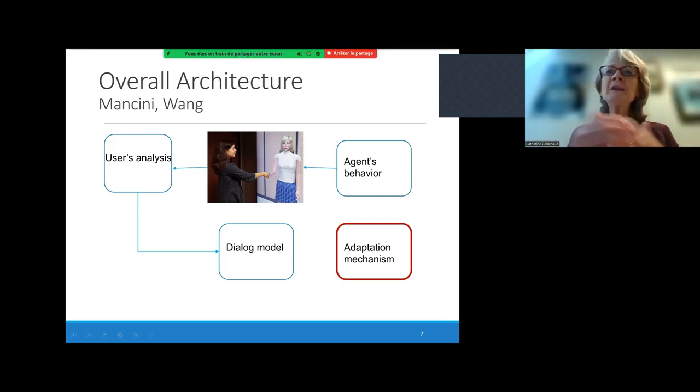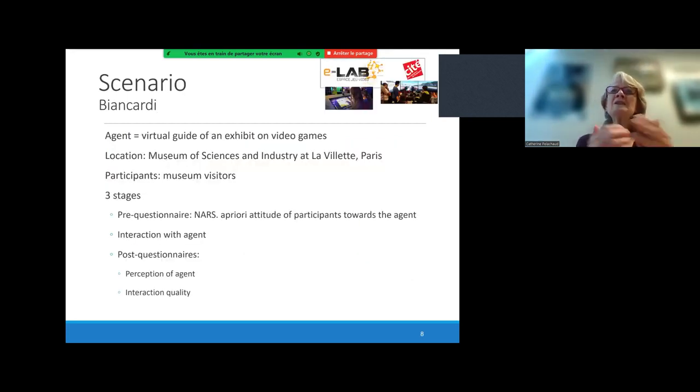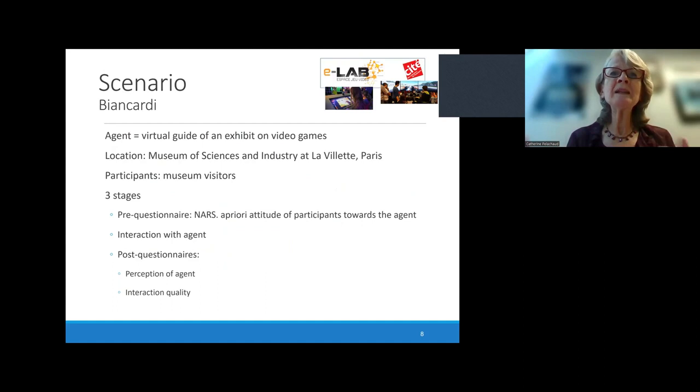In such a setting, we consider 3 different types of adaptation mechanisms. Each of those adaptation mechanisms relied on the same scenario, where the agent was acting as a virtual guide for an exhibit on video games in the Museum of Science and Industry of Paris, the largest museum of science and industry in Paris. The participants were museum visitors. We had almost 300 participants for the 3 studies I'm going to present.